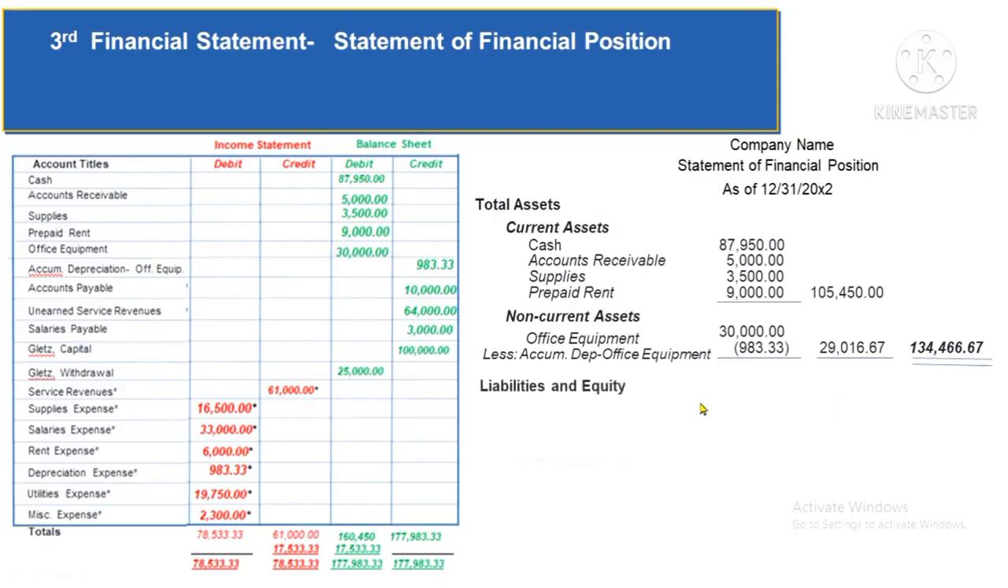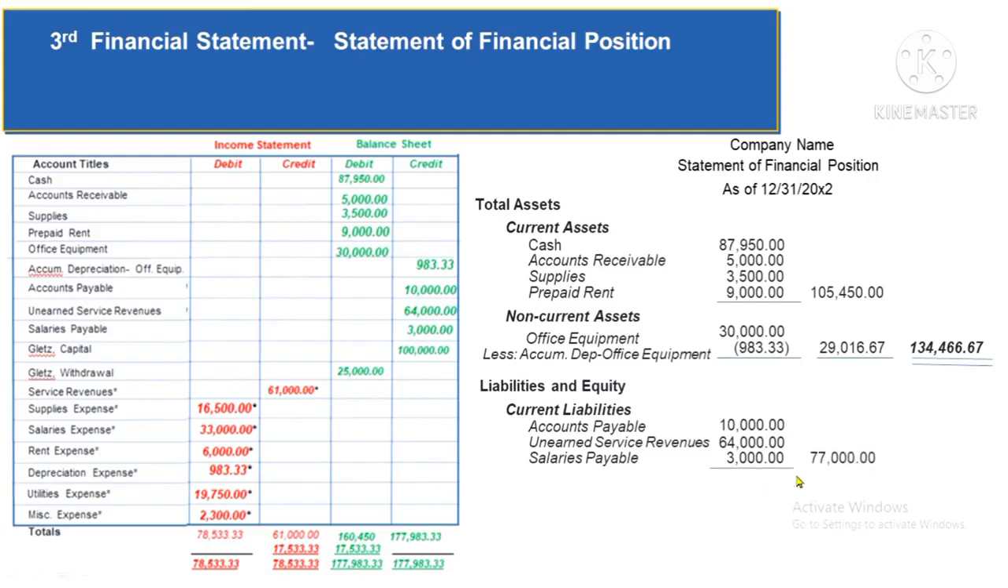Now we will start with the liabilities, and we will start with the current liabilities, or in simple terms, the short-term liabilities. So we have here the accounts payable, the unearned service revenues, and the salaries payable in the amount of 10,000, 64,000, and 3,000. We have to copy those and we need to get their sum. Their sum is 77,000. Unfortunately though, in our illustrative problem, we don't have any mention of any non-current liabilities, so we put on the non-current liabilities 0. So that means our total liabilities is 77,000 also.